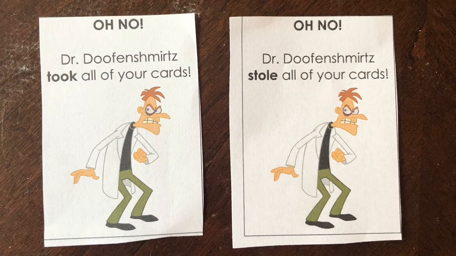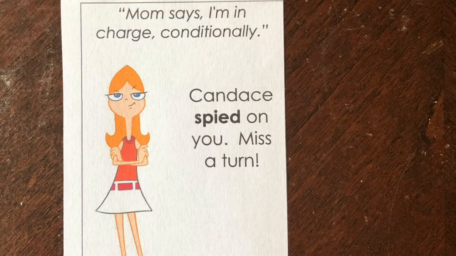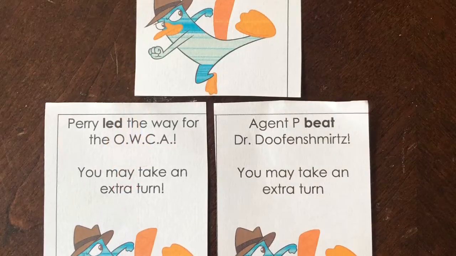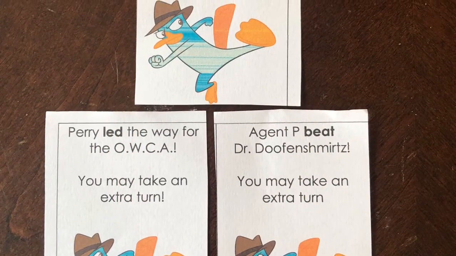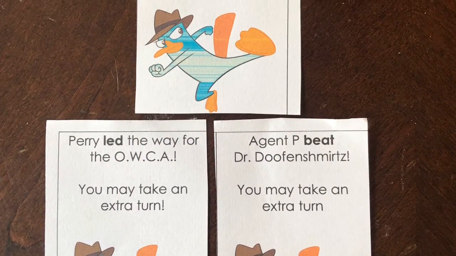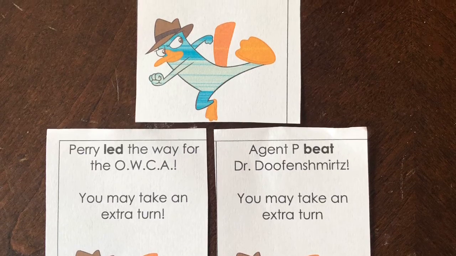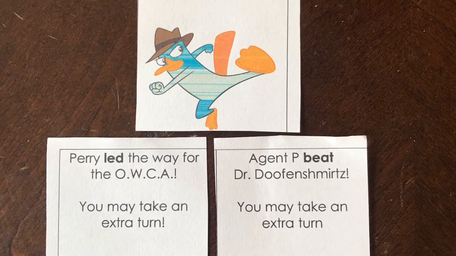So if a player picks up a Dr. Doofenshmirtz card, then they have to put all the cards that they have gotten right before back into the pile, and now they have no cards remaining. If the player picks up a Candace card, then they just miss a turn, but they do not have to put any of their cards back. If the player picks up a Perry the Platypus card, then they get an extra turn and an extra chance to win a card for their pile.